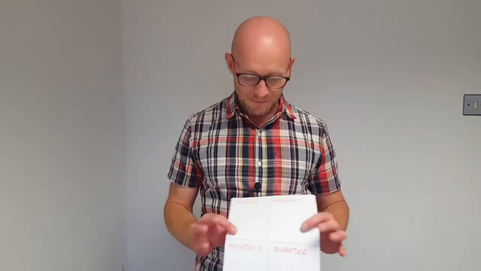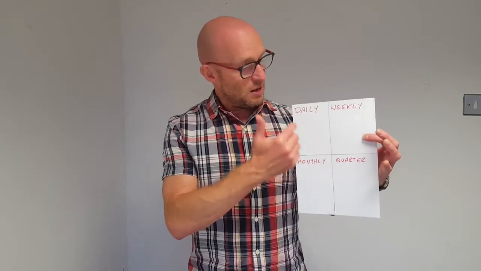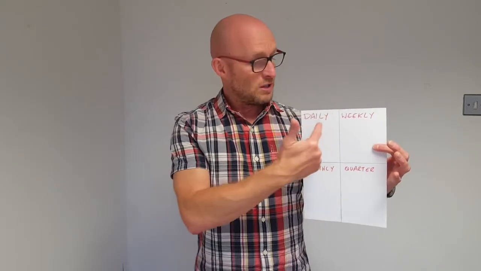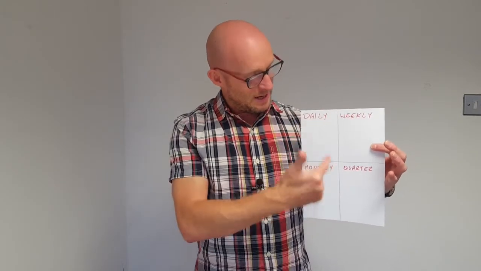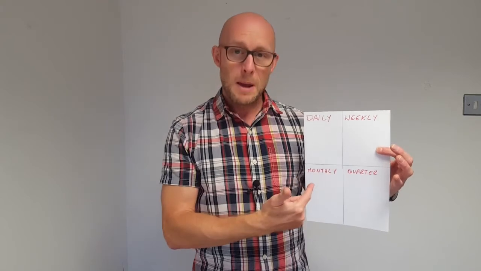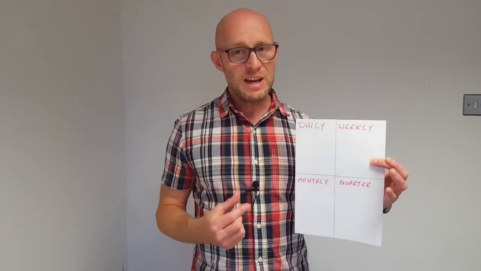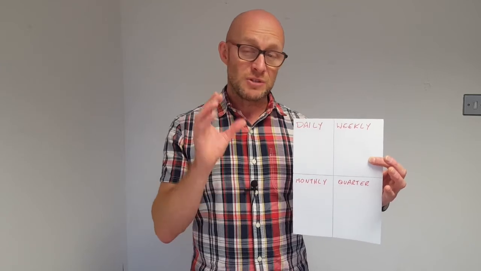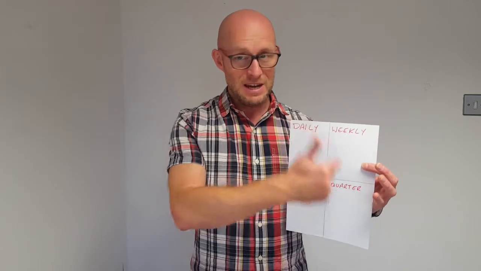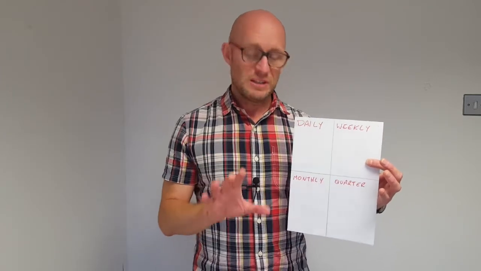Now I've got a piece of paper. Here's one we made earlier. And I've got on here, what I want you to do is divide into 4 and write weekly, daily, quarterly, monthly. And this is where you're going to start putting your marketing activities that you've just written down onto this list into here.